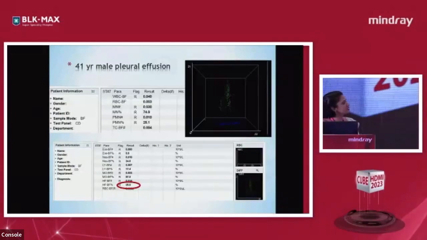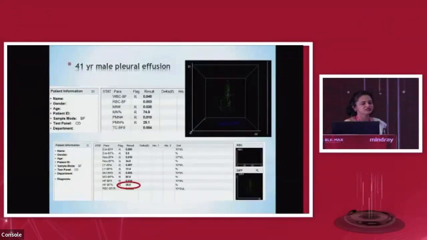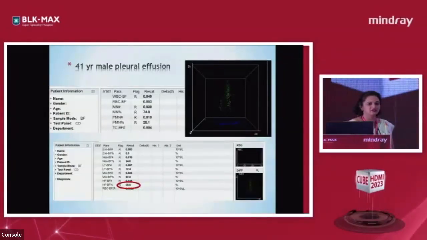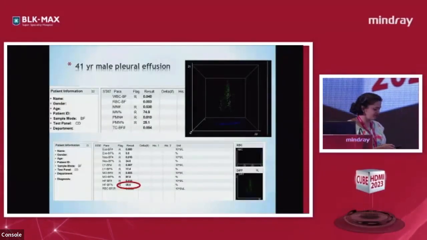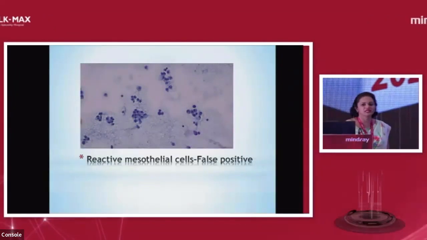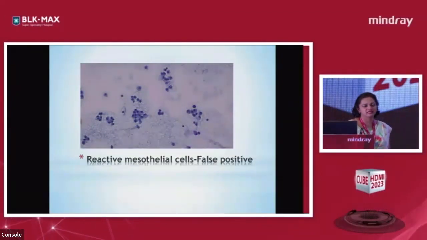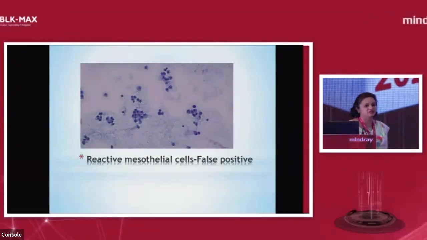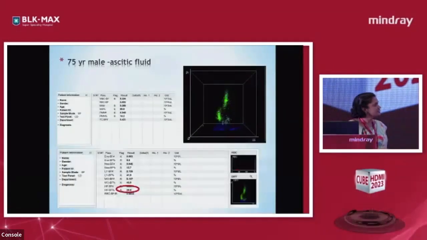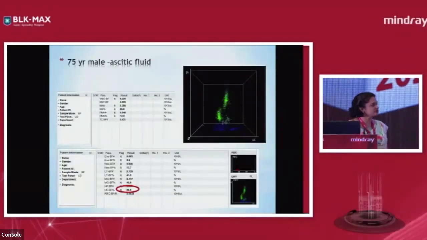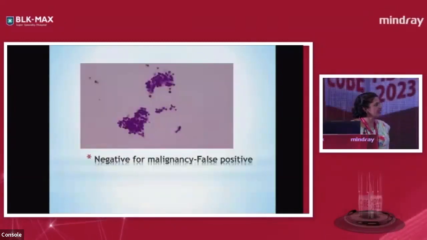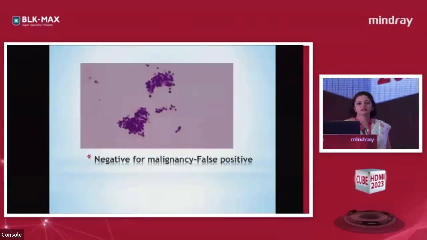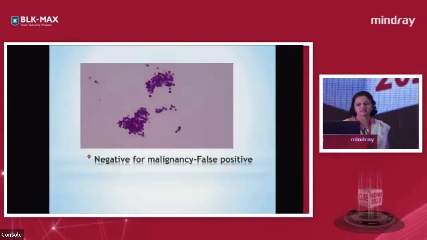So now this is another case of false positive. That is, there are no malignant cells on microscopy, but the HFBF is flagged by the analyzer at 35%. And on microscopic examination of the stained smears, there were no malignant cells, and these were all reactive mesothelial cells. This is another case of false positive diagnosis. And here again, HFBF is 26%. And on microscopy, we are only seeing inflammatory cells and macrophages. There are no malignant cells.